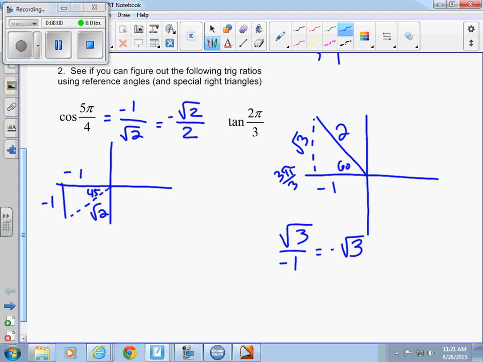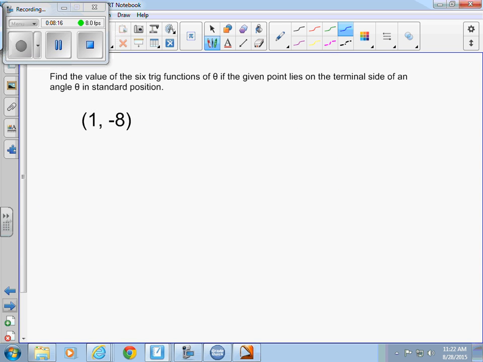We can find the sine, cosine, tangent, secant, cosecant, cotangent of any special right triangle in any quadrant. And so if they're a 45, a 30, or a 60 reference angle, you now can find sine, cosine, and tangent of any of those. This is another type of question that shows up on your homework tonight.